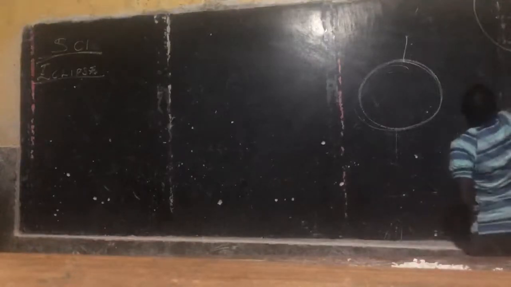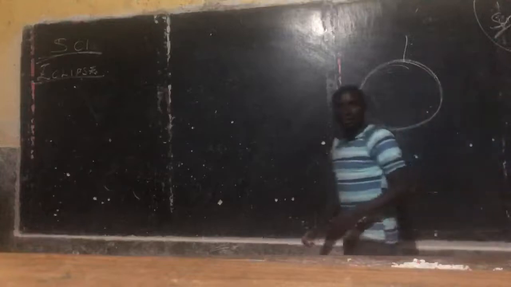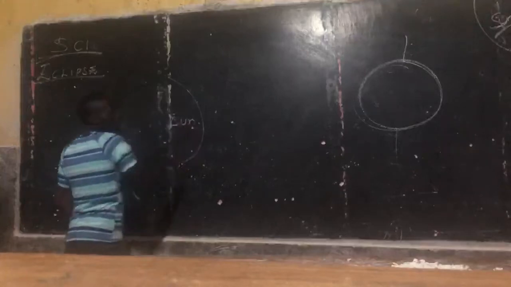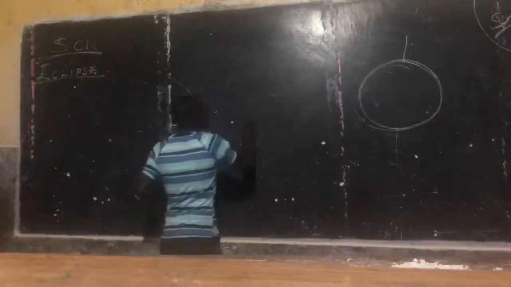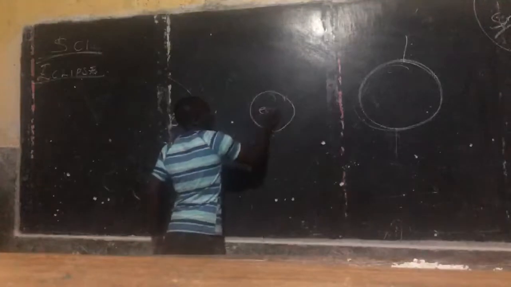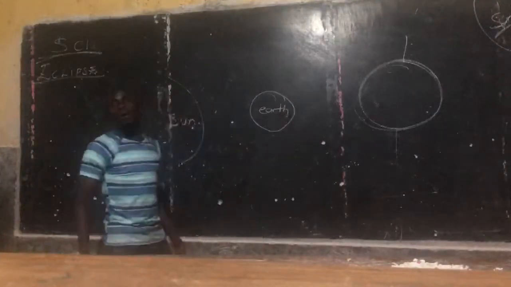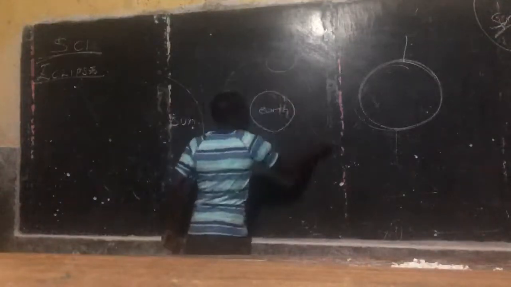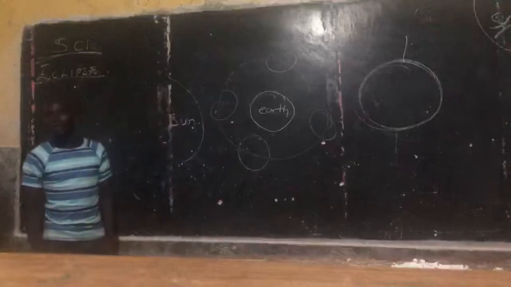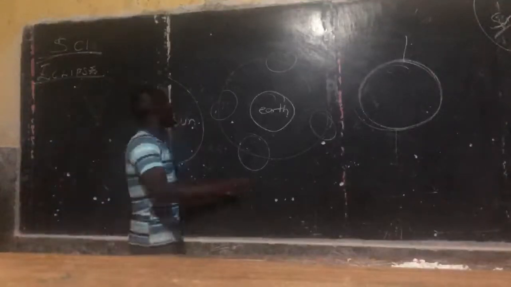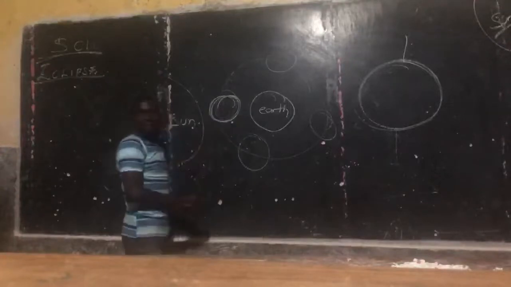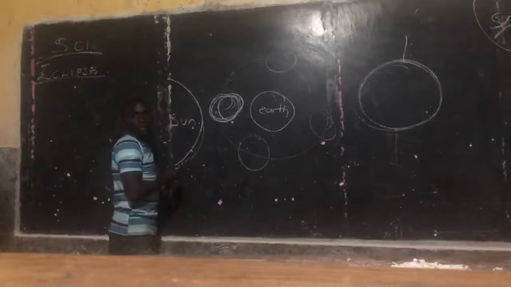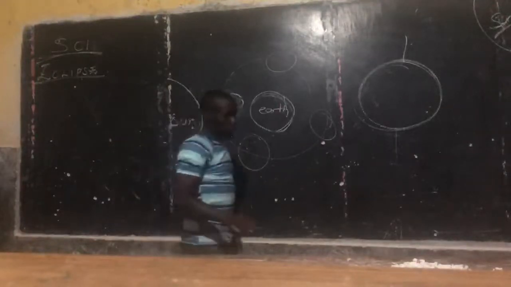But the sun is always static. The sun cannot move. This is our sun, and this is the earth. The moon also rotates, and we have very many moons. So when the moon is rotating, sometimes the moon can come in between, and we are blocked by the moon. Those are what we are going to look at: eclipses.